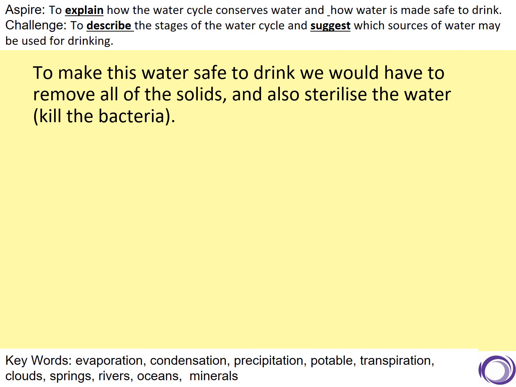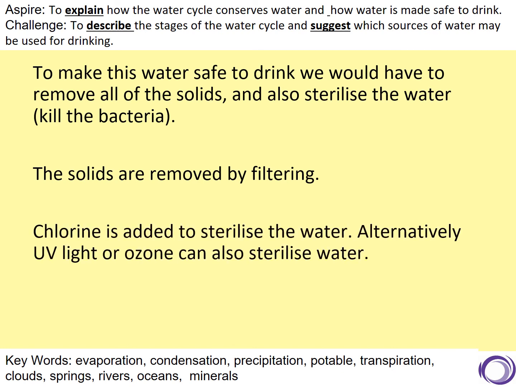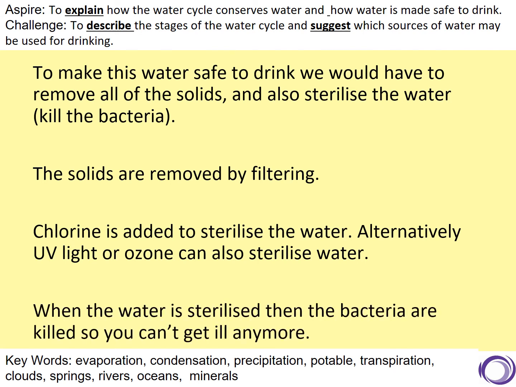So, to make this water safe to drink, we would have to remove any solids that are in there and also to sterilise the water, which is to kill the bacteria. The solids would be removed by filtering processes, and then chlorine is usually in this country added to the water to sterilise it. Alternatively, we can use ultraviolet light, or ozone can be added to sterilise water as well. And when water is sterilised, it will kill bacteria that would normally make us ill if we were to consume them. So it means that we can't get ill anymore. And that water would then be classed as potable water, water that is safe to drink.